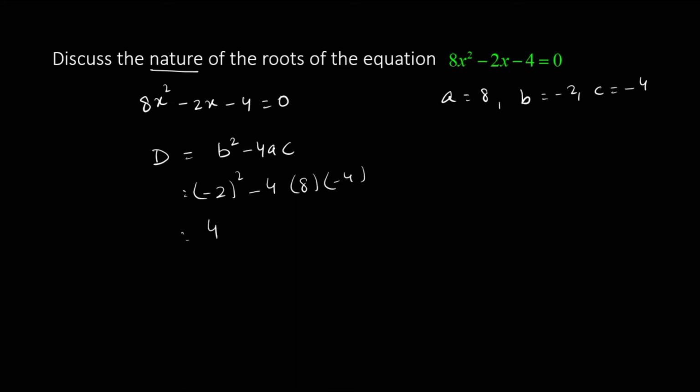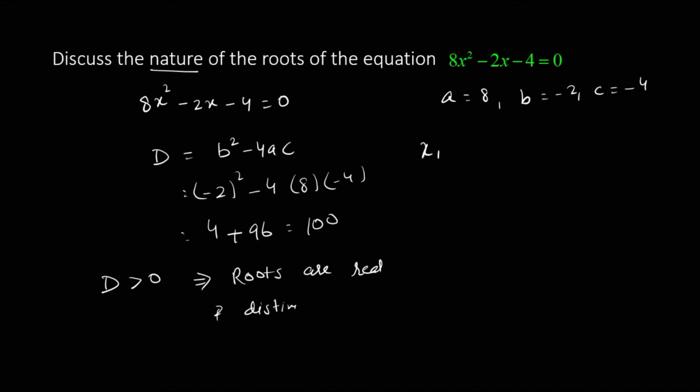Okay, and this is minus minus plus, that is 16 multiply 8, so this is 96. So we have d is equal to 100. As here we see that d is greater than 0, it means that roots are real and distinct. Now we can find the roots, that is x1,2.